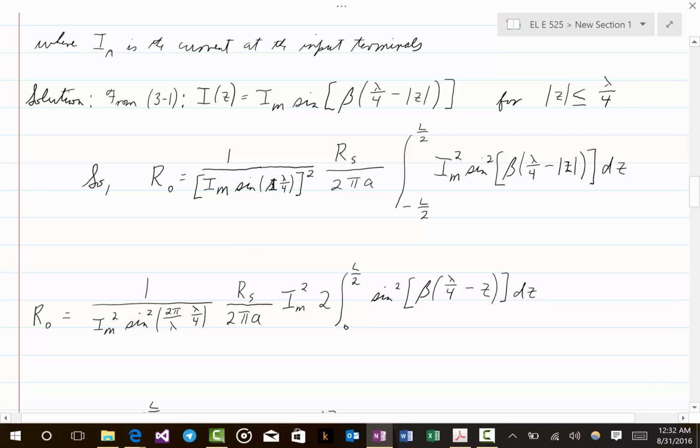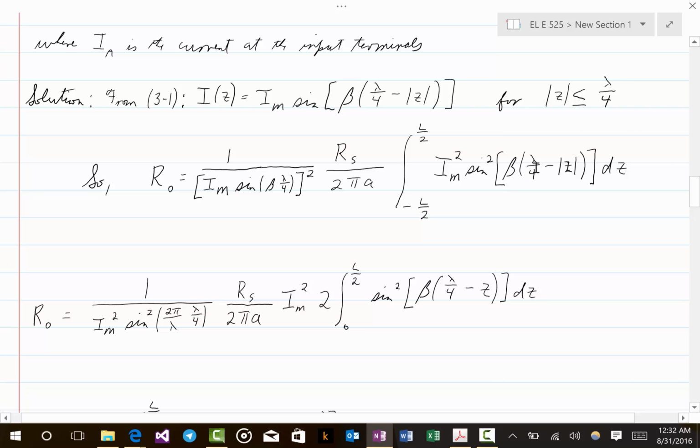Beta here in the denominator is 2 pi over lambda. So that's one substitution we can make right away. When we square everything here in the brackets, we get Im squared and sine squared. The Rs over 2 pi a will just bring down. Im squared is a constant, so it comes out of the integral. And then an easy way to do this integral is the following.